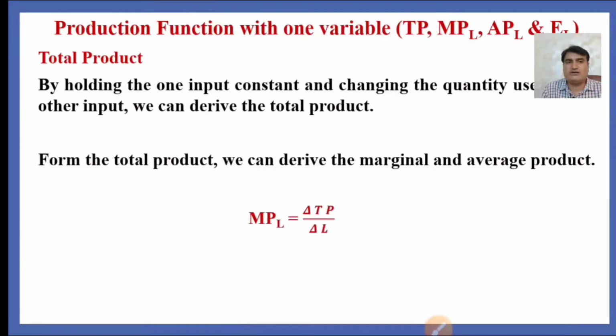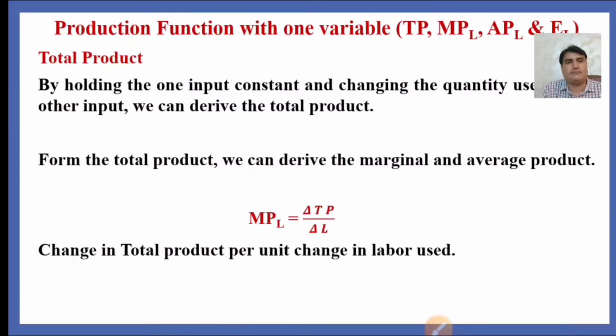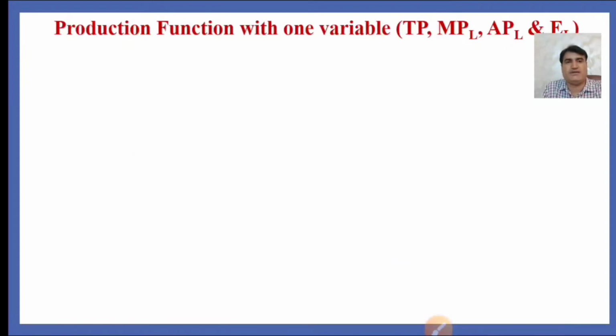So marginal productivity of labor means the change in total product due to change in labor. Here delta represents change. It means how much change in total production is caused due to 1 unit change in labor. Change in total product per unit change in labor use. This is the marginal productivity of labor. What is average productivity of labor? Average product of labor means the total product divided by the quantity of labor used.